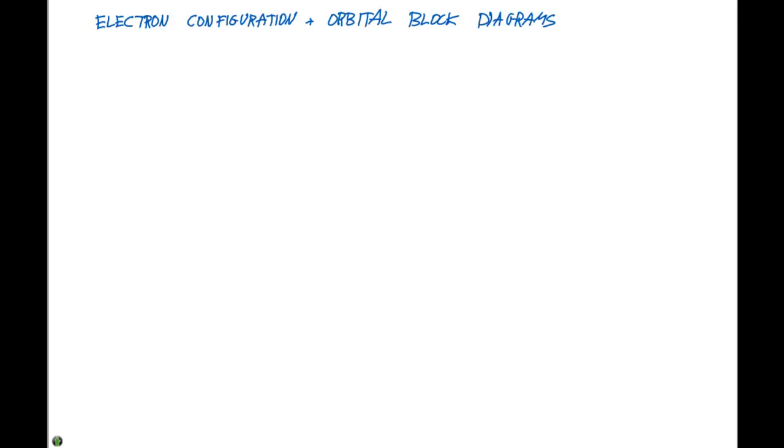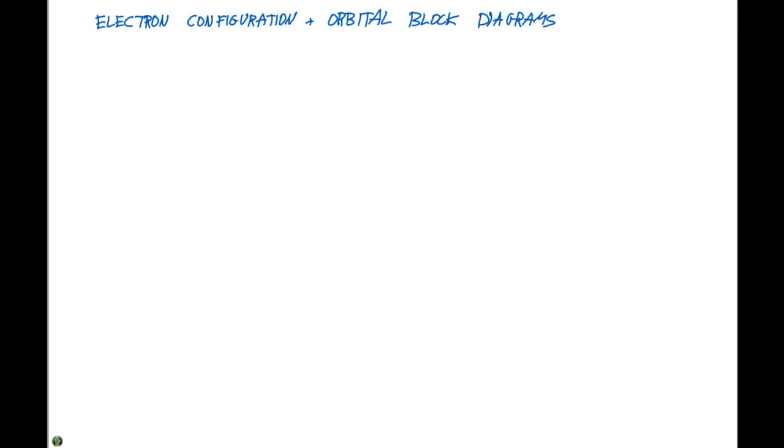So once given an overview of these orbital energies, we can now put electrons into those orbitals. And there's two main ways that we represent this. And we typically use electron configurations and orbital block diagrams to indicate where the electrons are in the particular orbitals.